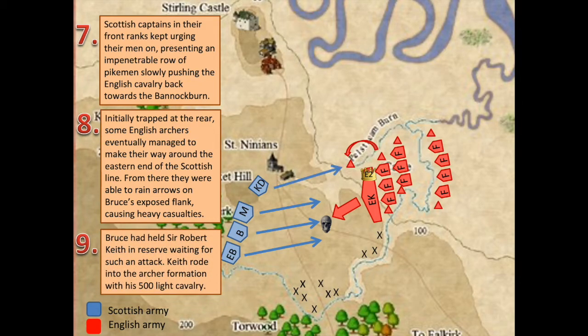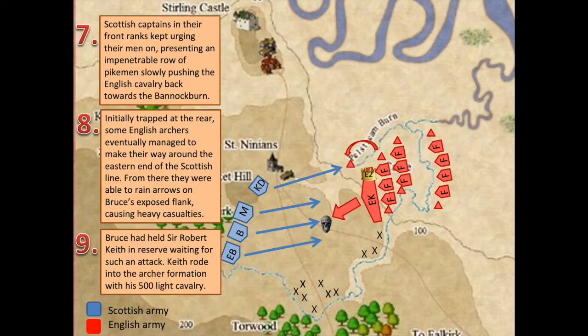Bruce had held Sir Robert Keith in reserve, waiting for just such an attack. He knew the Scottish cavalry are no use going head to head with English cavalry. They've got light horses, they don't have as much armour, and they don't have as many numbers as English knights. So he uses them in a different way. Instead, they're going to be a rapid reaction force to plug any gaps in his line and also to deal with any emerging threats, just like this.